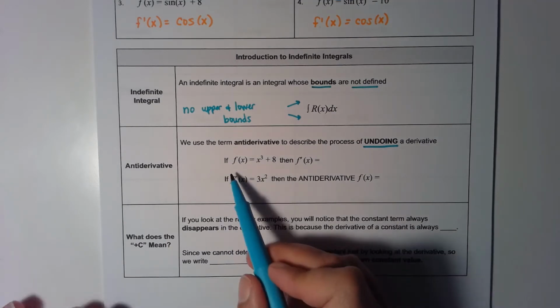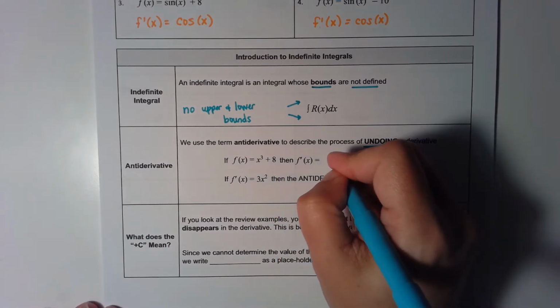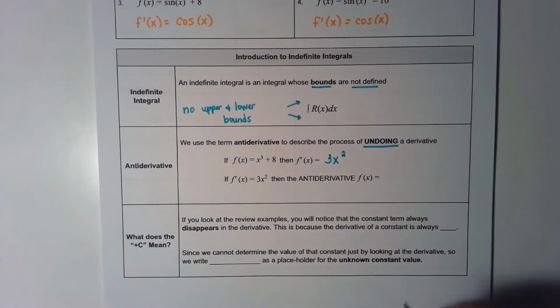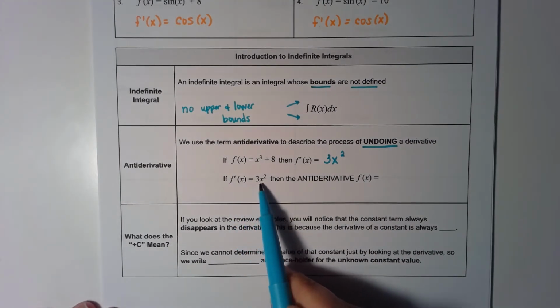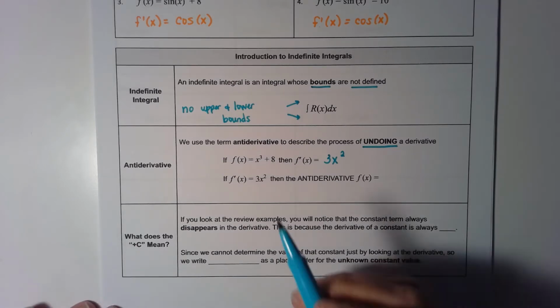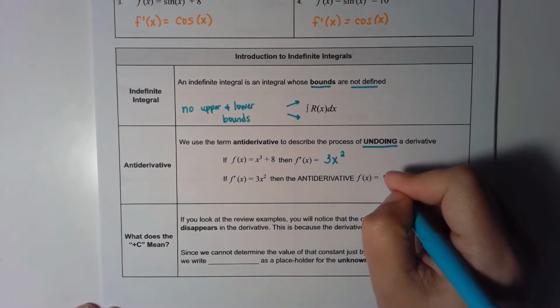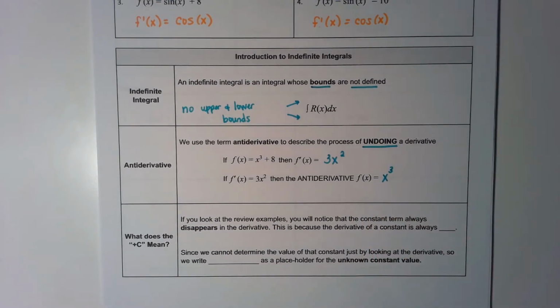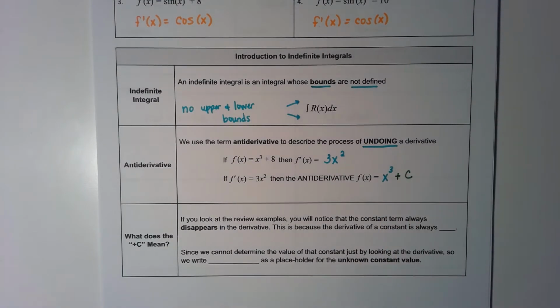For example, if f of x is equal to x cubed plus 8, then the derivative would just be 3x squared. Now, if you know that f prime, the derivative, is 3x squared, then you should be able to think backwards and say, okay, if the derivative is 3x squared, then the original function would have had to be x cubed, because the derivative of x cubed is 3x squared. And then here is where that constant matters. We're going to put a plus c.